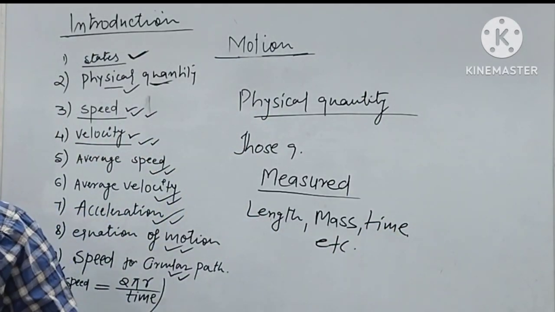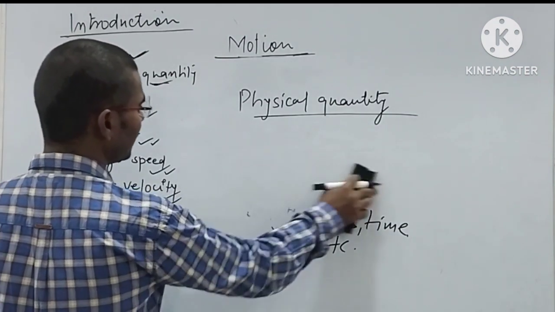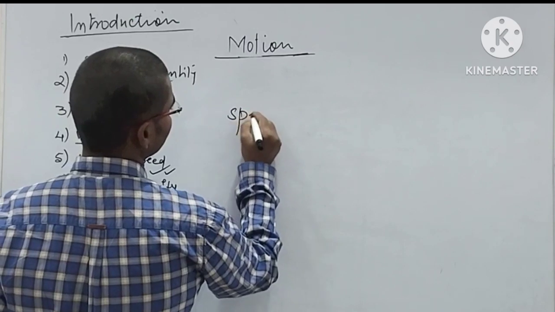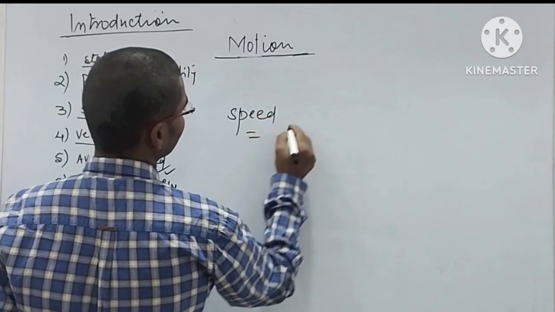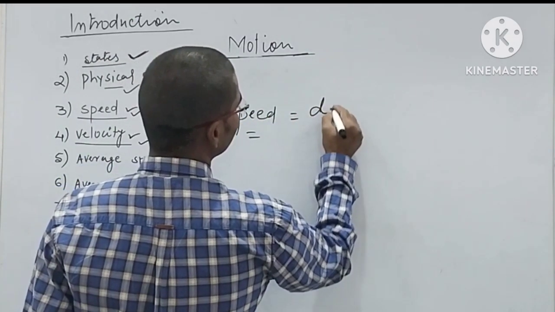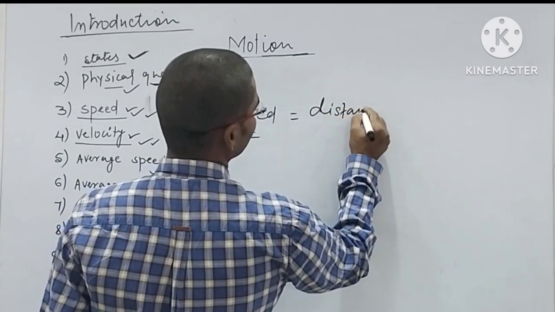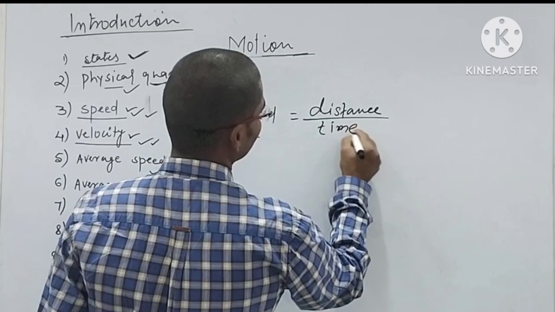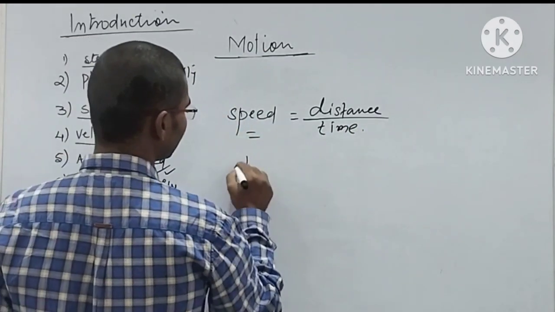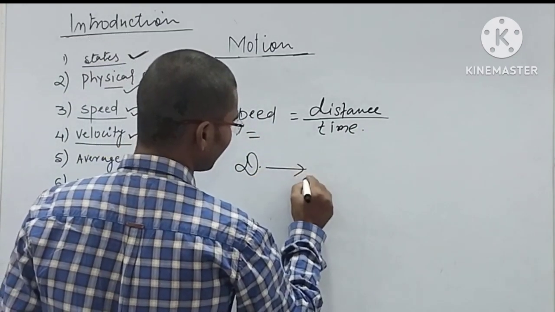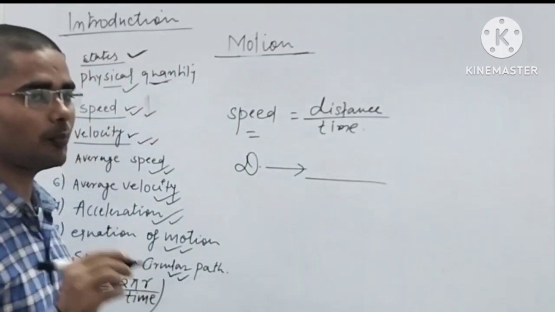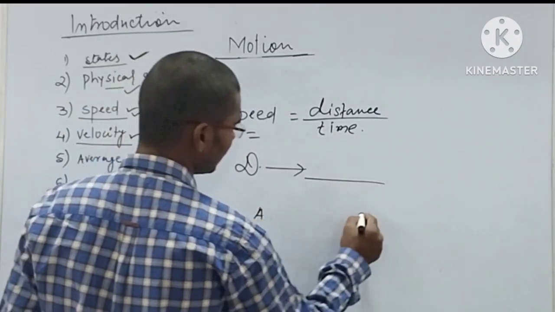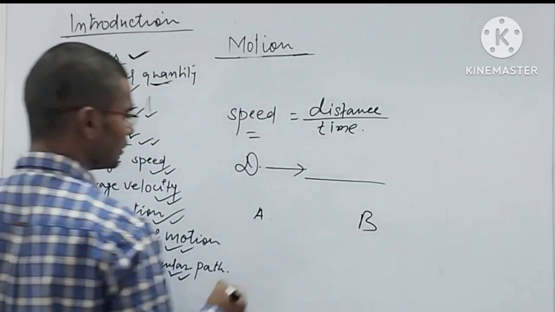Now, I am going to explain what speed and velocity are. Speed is distance by time. What is distance? The total path covered in a journey from position A to position B.